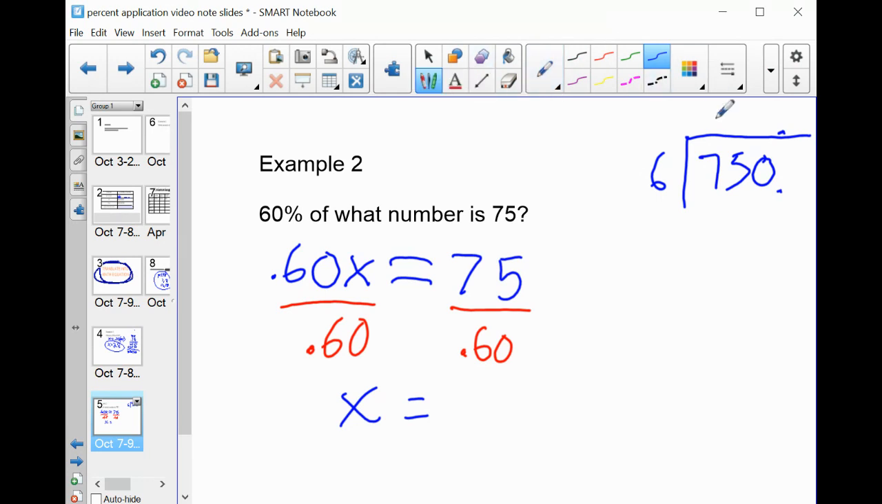6 into 7 goes one time. I don't know how we just switched there, but okay. 6 goes into 7 one time. 1 times 6 is 6. 7 minus 6 will be 1. Bring down our 5.